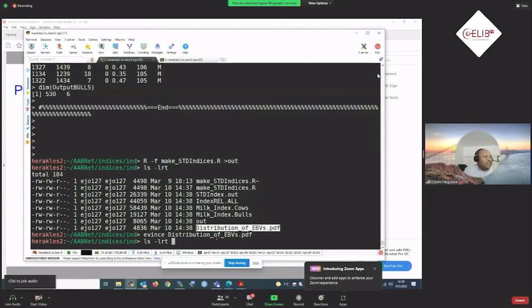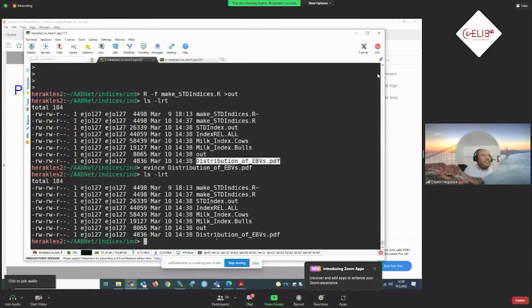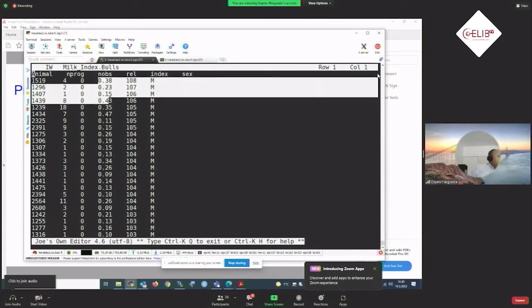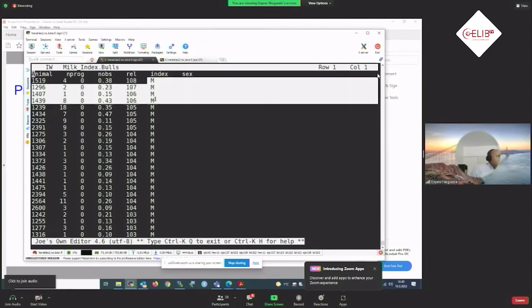Now let us see the ranking. Let us open the milk index for the bulls first. Here it is. We have the animal ID, the number of progeny, the number of observations, the reliability for that animal, then followed by the index. And the last one is the sex of the animal.